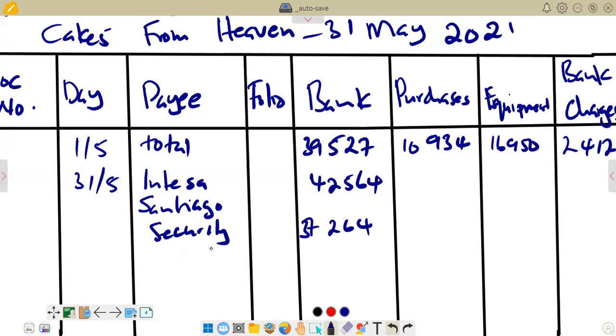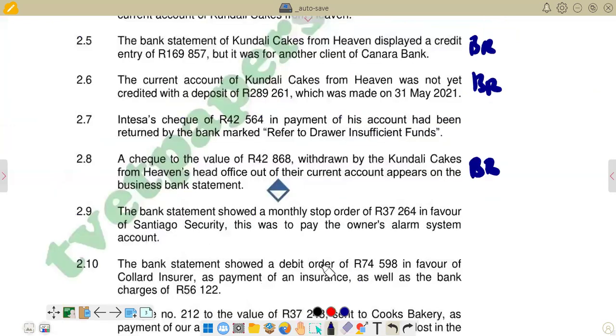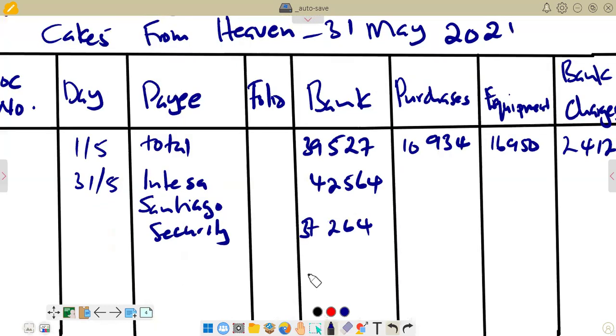So if you come here, let's go back and try to see on the description. See here is saying in favor of San Diego Security, this was to pay the owner's alarm system. So you'd see that this payment of an alarm system is not purchases, it's not payment of equipment, it's not payment of bank charges. So it doesn't qualify in those columns. So it means automatically it goes under sundry accounts. And on the details of sundry accounts, this is just a payment of alarm system. So we can just maybe classify it as a sundry expense and write sundry expense under description part. So you can go back there and try to enter that under sundry accounts.